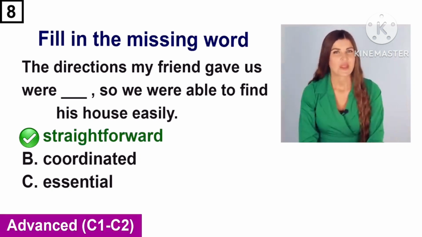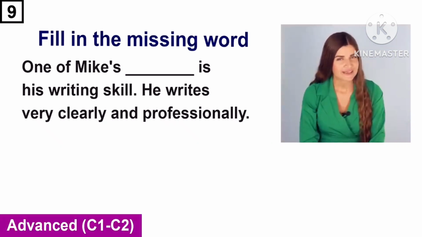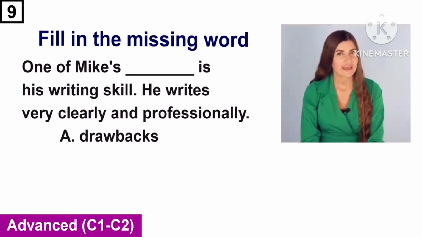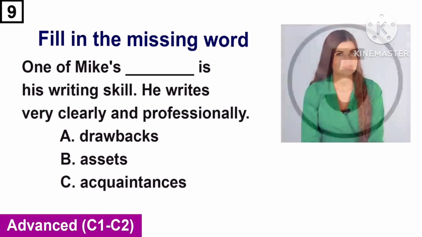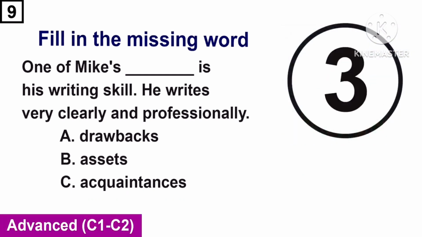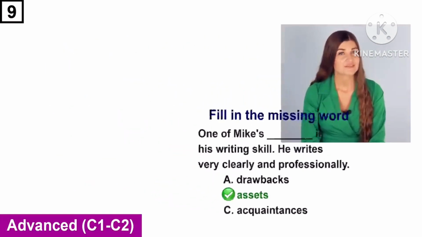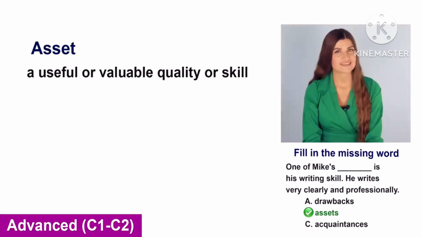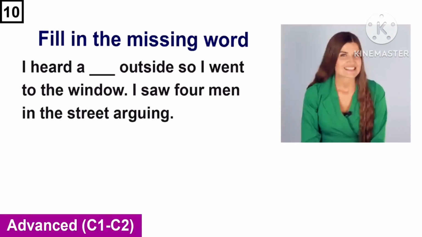The next question. One of Mike's ___ is his writing skill. He writes very clearly and professionally. A. Drawbacks. B. Assets. C. Acquaintances. An asset means a useful or valuable quality or skill, so the correct answer is B. Assets. And the last question for the advanced level.